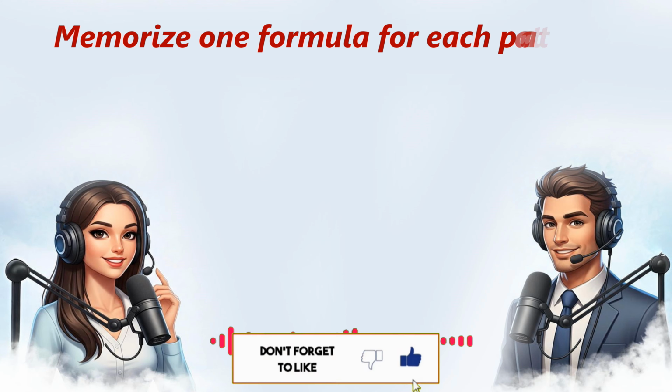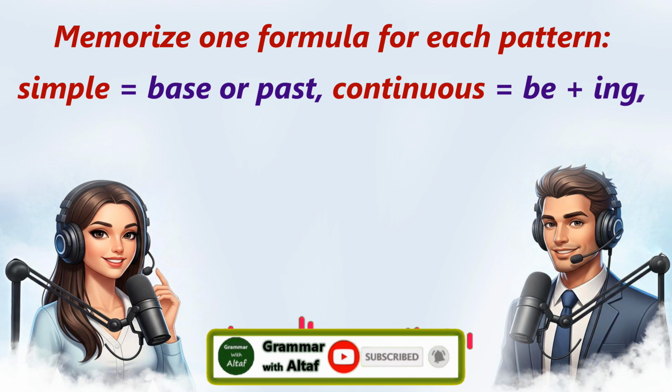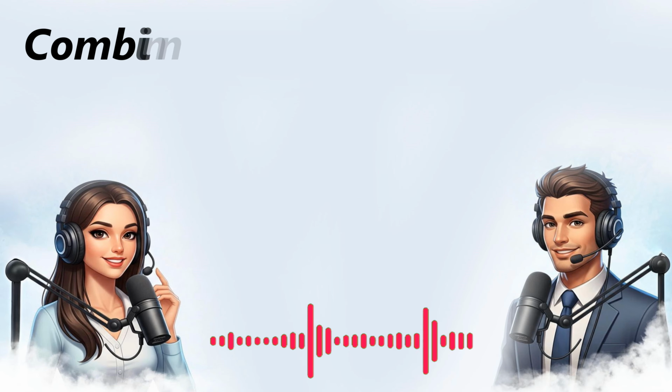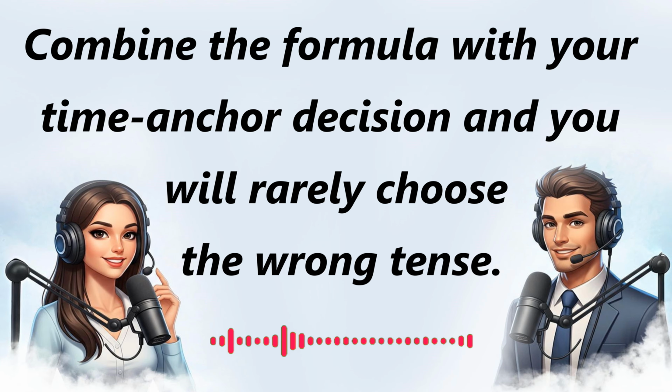Memorize one formula for each pattern. Simple, base or past. Continuous, be plus ing. Perfect, have plus past participle. Perfect continuous, have been plus ing. Combine the formula with your time anchor decision and you will rarely choose the wrong tense.